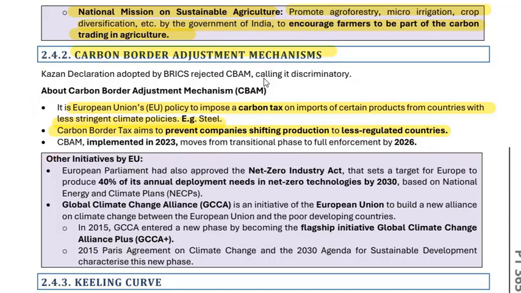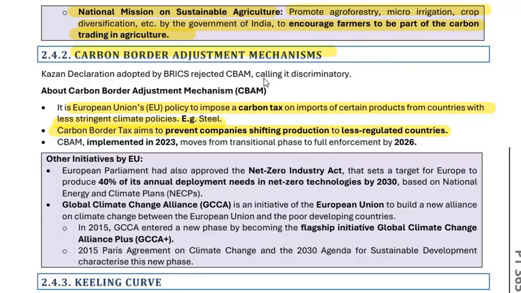Understood? What is the carbon border adjustment mechanism? This is a policy tool introduced by the European Union to prevent carbon leakage and encourage global decarbonization. It is actually a carbon tariff on the imports of certain goods from outside the European Union.